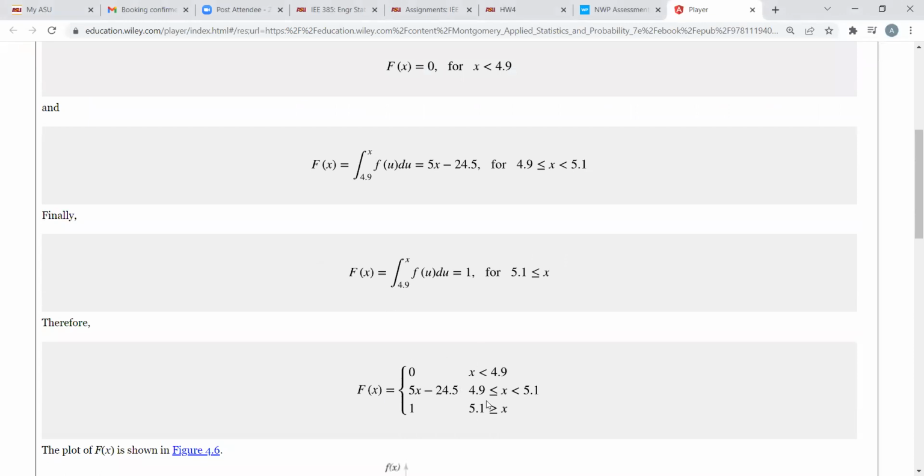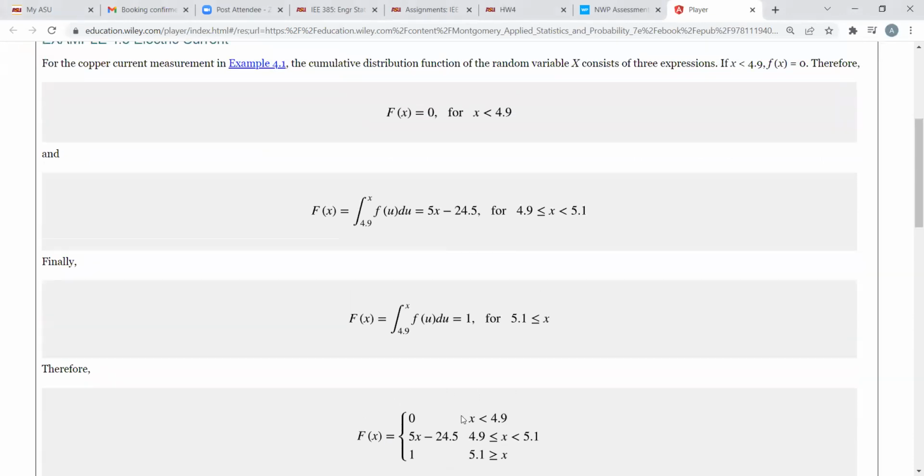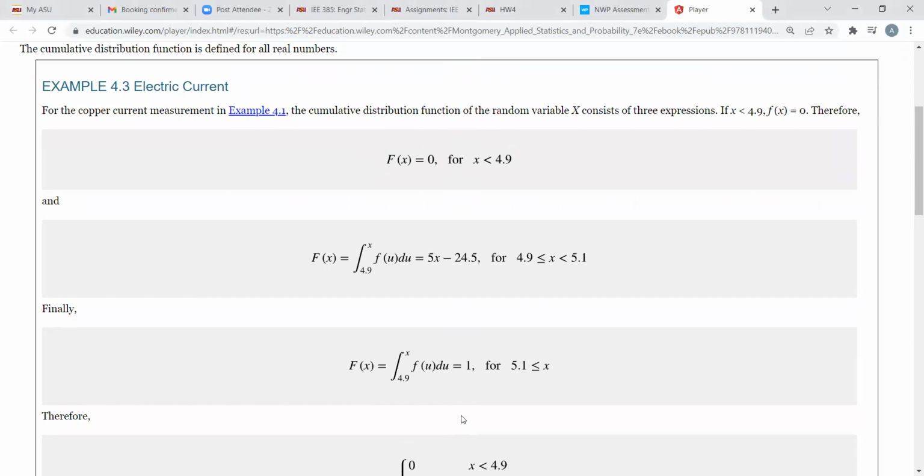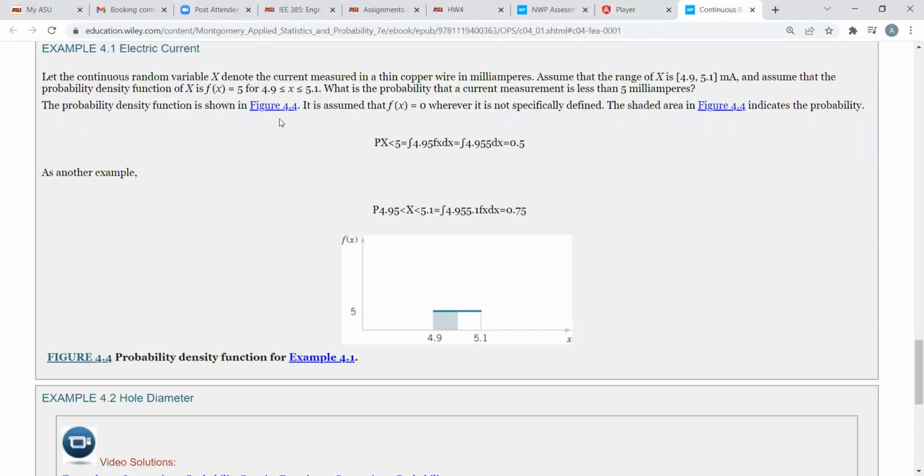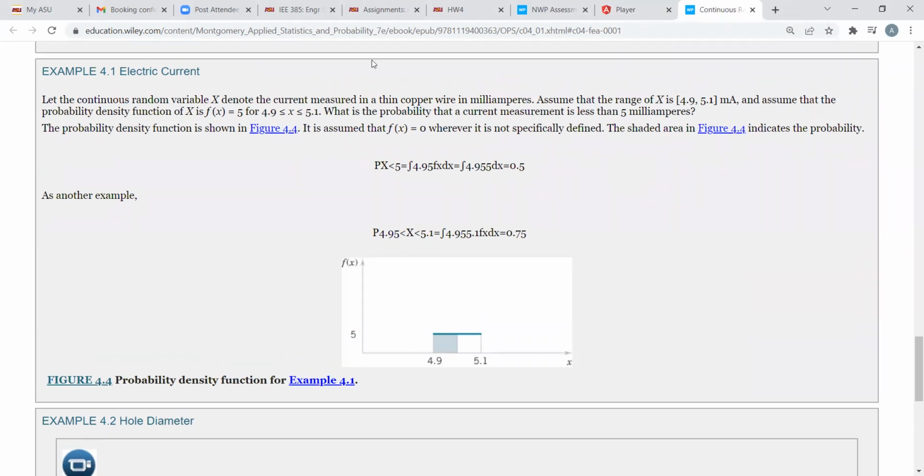I want to understand this. This right here has to do with this example. Can you still see this new screen? Yeah, I'm seeing the 4.1 electric current example. So it comes from this here.